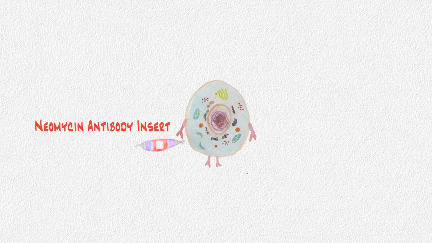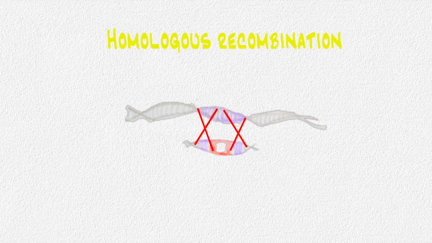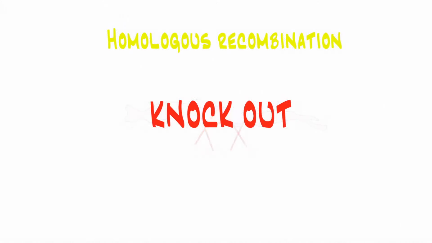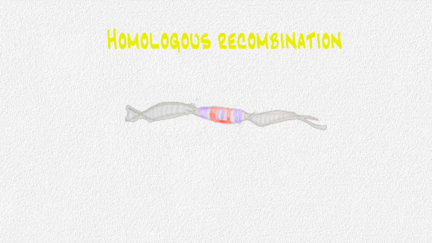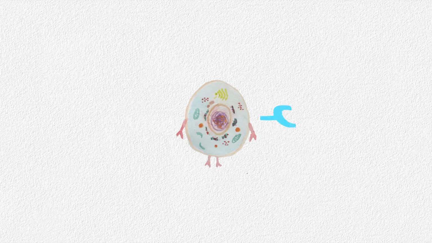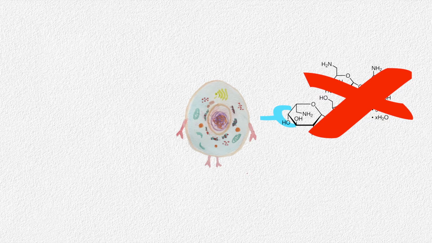The vectors are injected via electroporation in mouse stem cells from the fertilized zygotes. Neomycin is injected in the growth environment of the stem cells. Neomycin kills all the stem cells, but the ones that have incorporated the gene marked with the neomycin antibody.